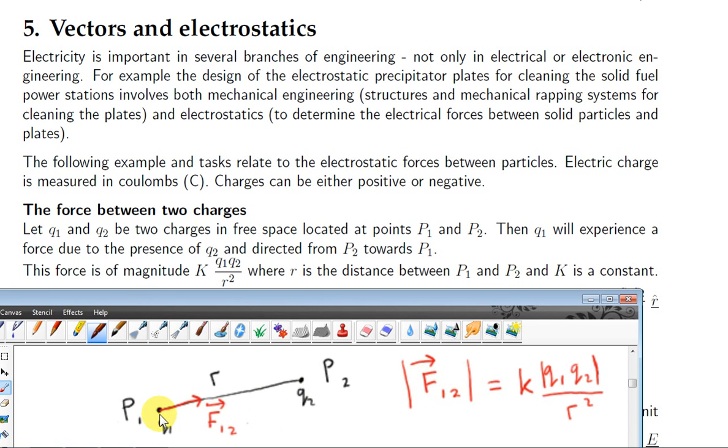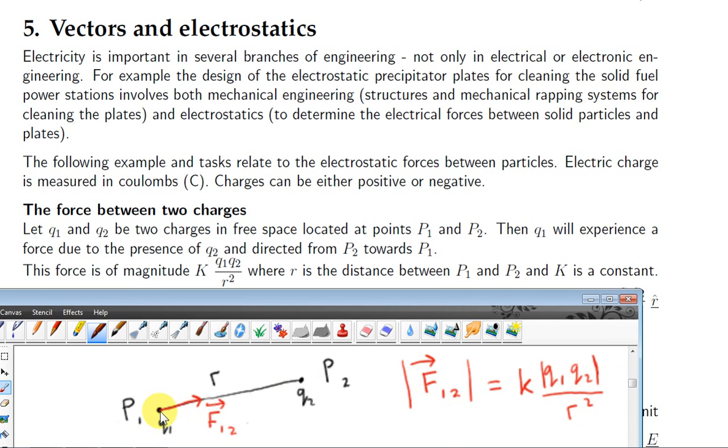Coulomb's law says that the magnitude of the force on this charge, Q1, is given by the magnitude of the product of the charges divided by the square of the distance between the charges. As we know, Q1 or Q2 could be negative, so we have to take magnitudes here to ensure that this quantity is positive. We just want the magnitude of this vector. By the way, we could just write this as F12. F12 without an arrow also indicates the magnitude.